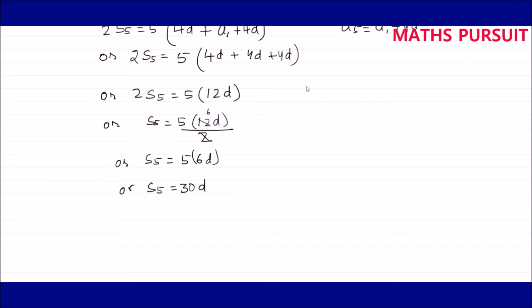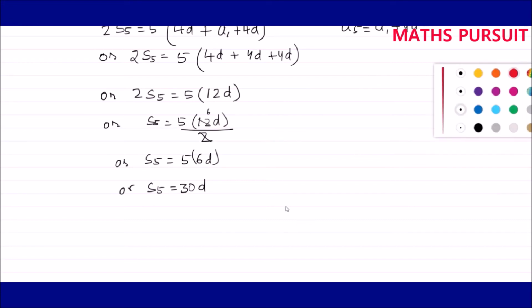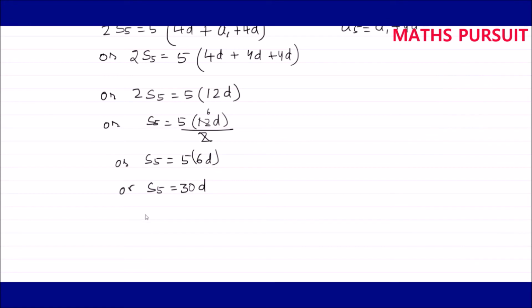Now let us keep this 30D in our mind, and we will move ahead to find out S10. This is a part of our equation. We got S5 is equal to 30D. Now guys, let us find out S10. Similarly, let us put n equal to 10, because as per the question, we are going to find out the ratio of the sum of the first 5 terms to the sum of the first 10 terms. So we got S5 is equal to 30D. Now we are going to find out S10.